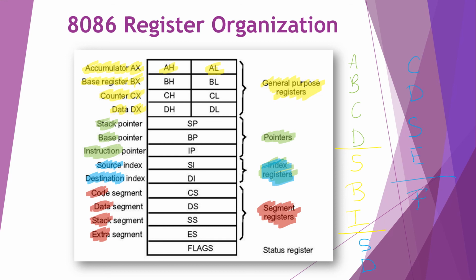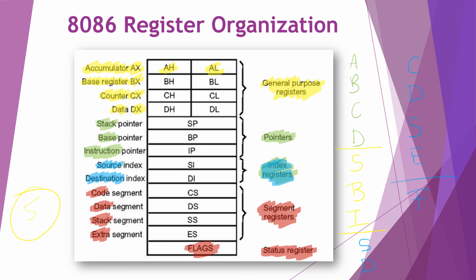The last group of registers is the status register, and this status register contains different types of flags just to indicate the status of a particular process, right? So this is the organization of all the registers inside the 8086, which is actually divided into 5 groups. Each group contains certain important registers.